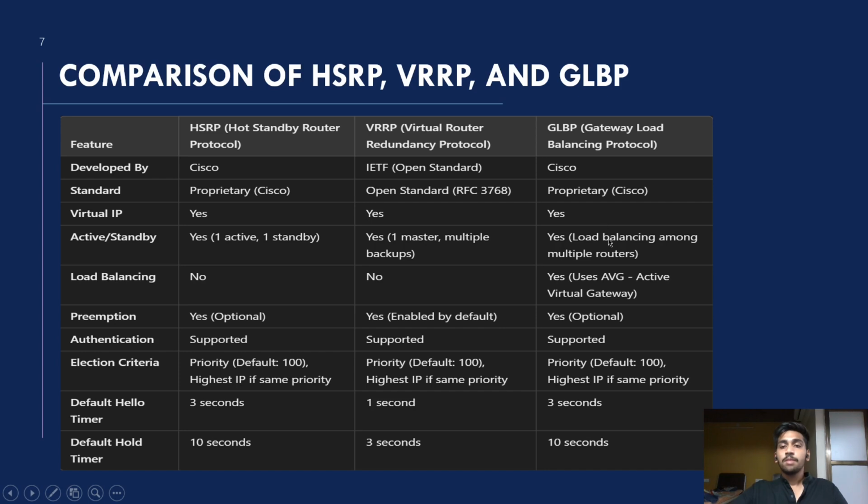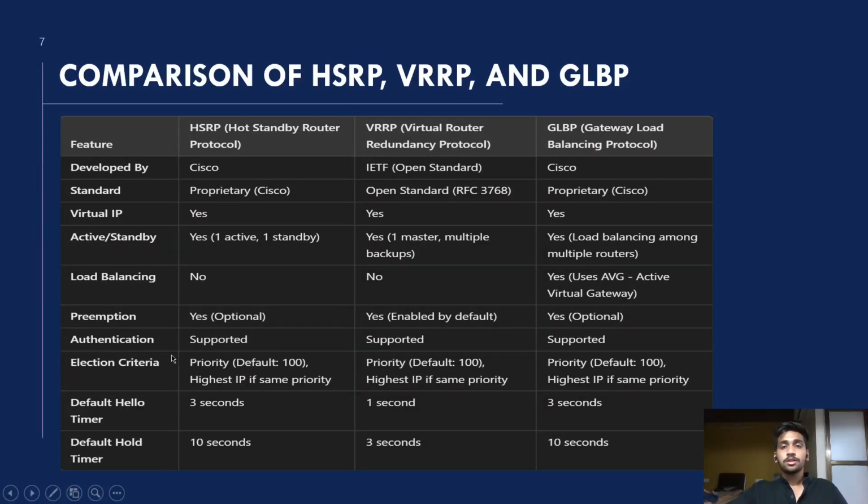And for GLBP, there are multiple routers performing load balancing. HSRP does not give this feature. Also, VRRP does not have this feature, but GLBP provides load balancing. Preemption is available in all three protocols. That means we can switch to another state while the process is going on.